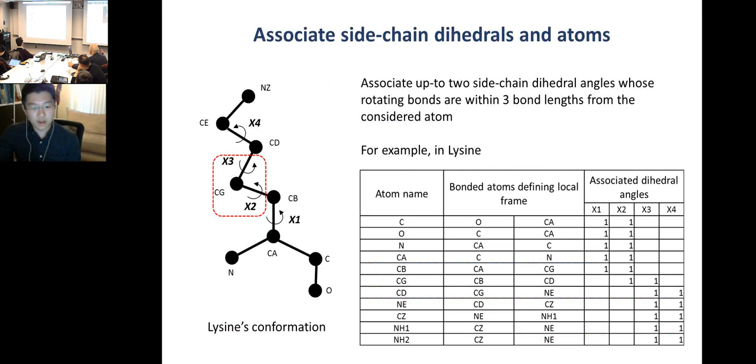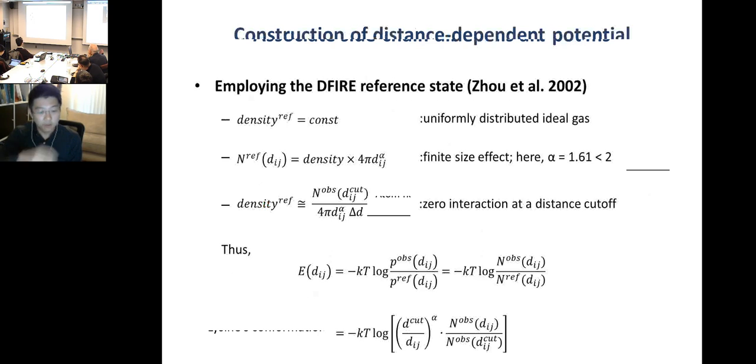So actually long residues such as lysine or arginine have too many rotameric states to obtain sufficient statistics from structures. So we decided that a maximum of 2 side chain dihedral angles are associated with each atom for defining the rotameric state. For example, this CG atom in lysine is associated with these chi2, chi3 dihedral angles to define its rotamer states. This way, we can limit the maximum number of rotamer states to 9. And the distance-dependent pairwise potential is constructed using the DFIRE reference state. The DFIRE reference state is basically an ideal gaseous system in which the atoms are uniformly distributed.